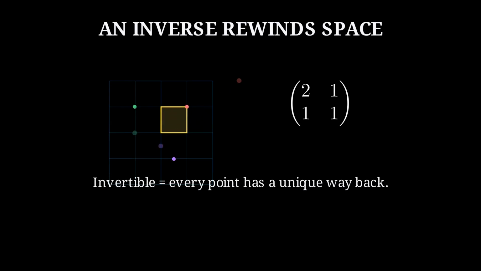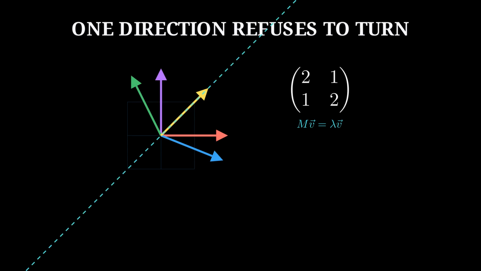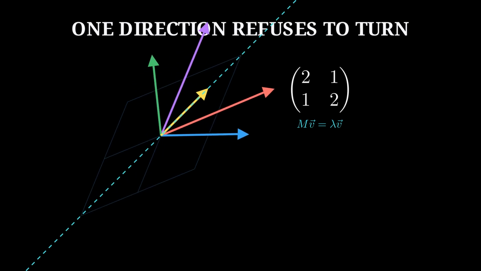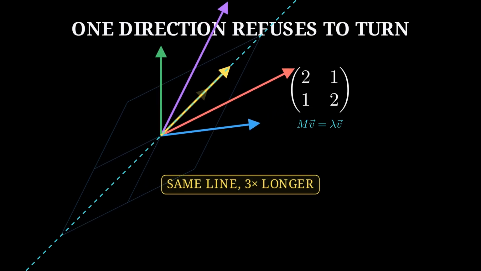There is one more structure the moving grid makes visible. Start several arrows in different directions. Under this matrix, most of those arrows turn as well as stretch. Their directions do not survive. But watch the yellow arrow on the diagonal. It gets 3 times longer without leaving its original line.